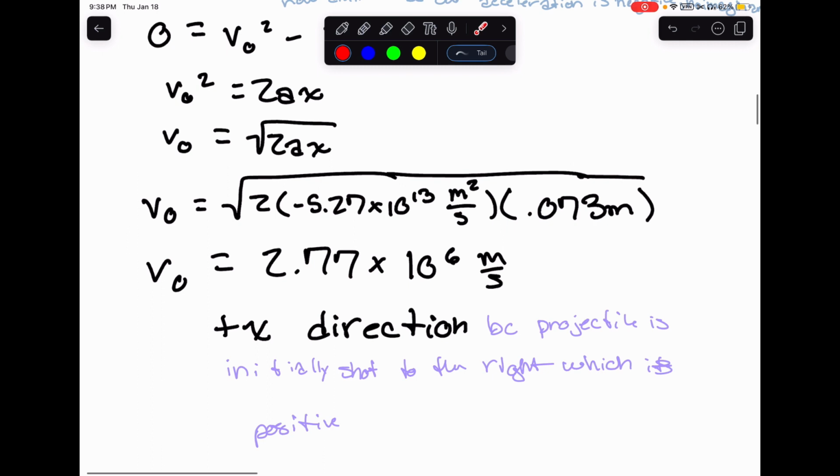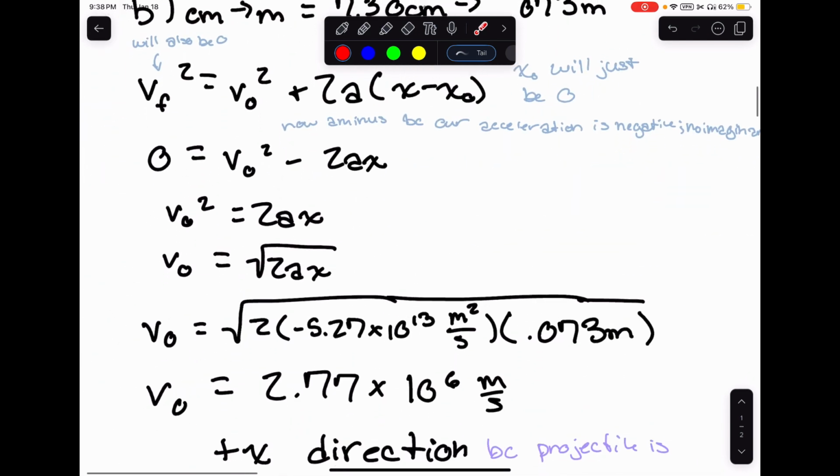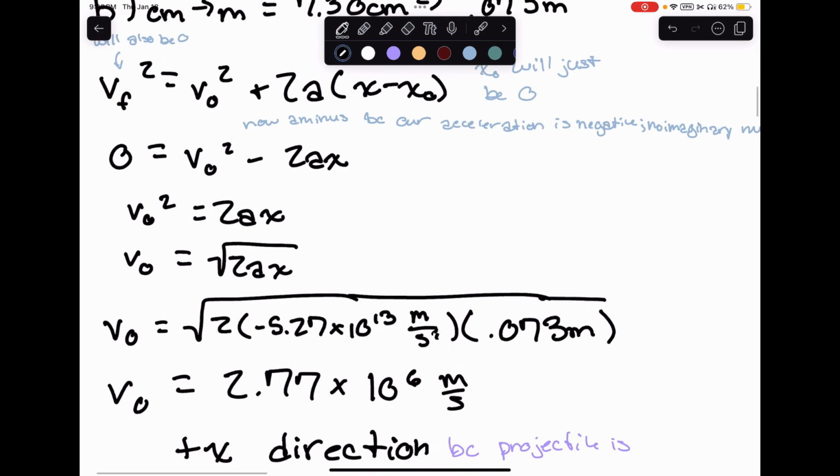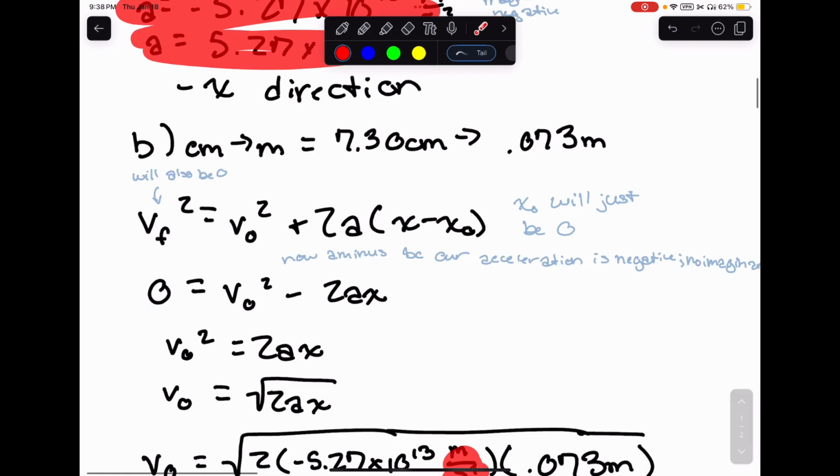So we have square root of 2, obviously, and then the negative 5.27 times 10 to the 13 meters per second squared. Oh, hold on, that's super embarrassing. Meters per second squared. Look at that. Imagine it never happened. Meters per second squared, which is the answer that we got for A up here.